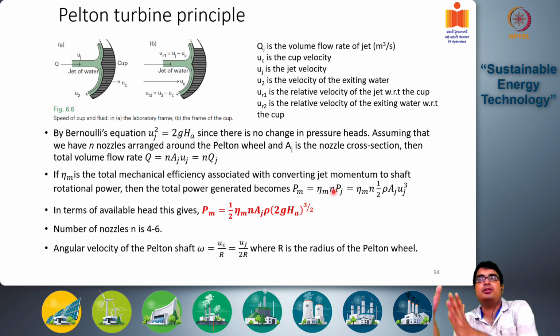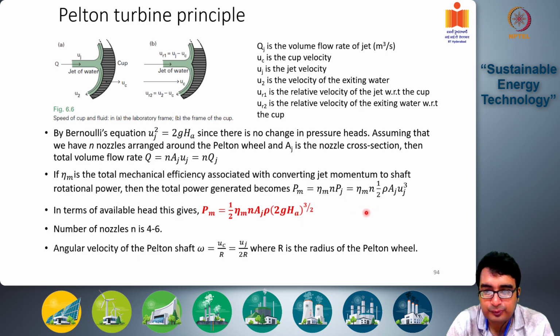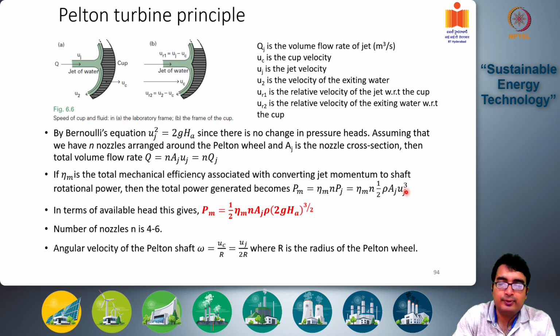So each nozzle has a certain momentum that is being transferred, and this is the total jet momentum power transfer due to jet momentum under idealized condition Pj, which is given by this expression here. Okay, power transferred by the jet. And again, under ideal conditions this becomes eta m into n into half rho Aj Uj cube. How do we get this?